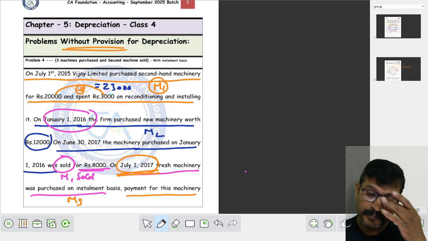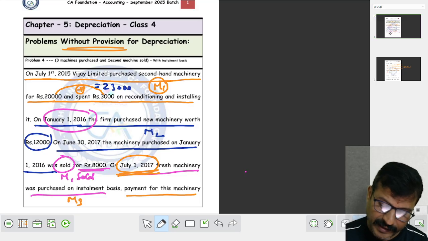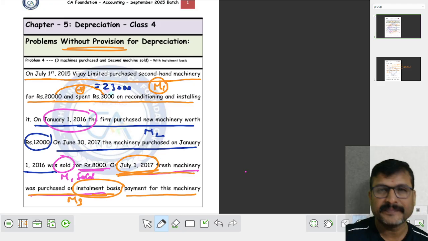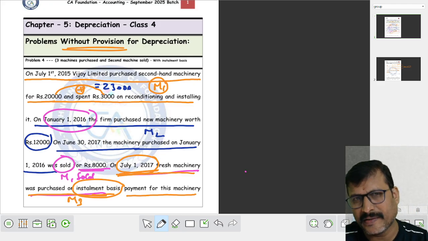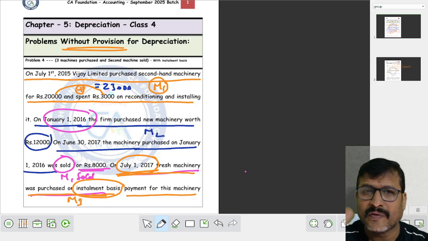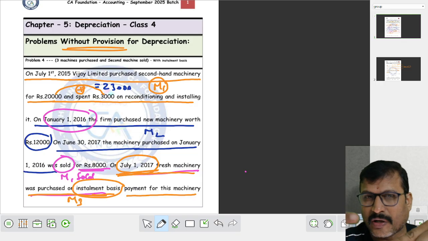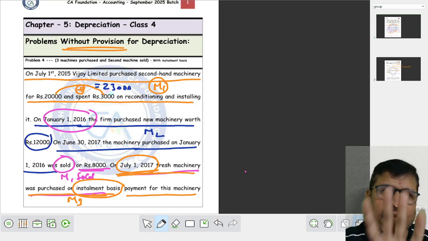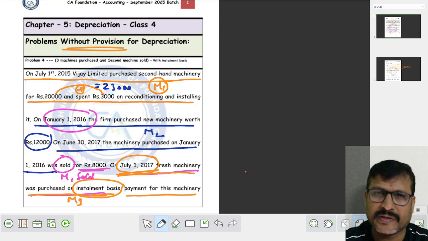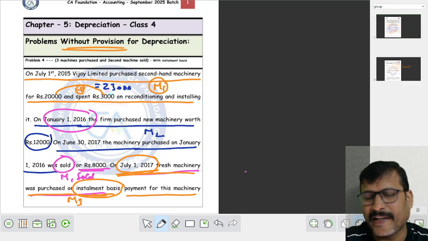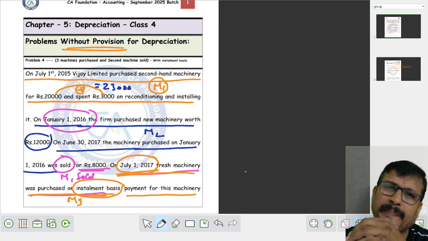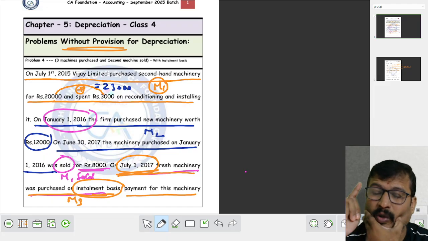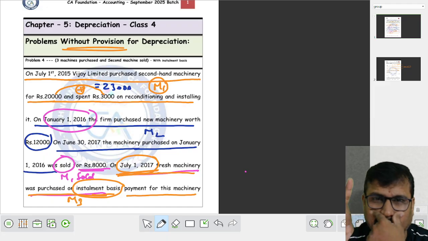I repeat my question. Please, my dear children, listen here. On July 17, fresh machinery was purchased on installment basis. How did you purchase? Installment. Whenever we purchase a bike or a car, we make the payment monthly as installment, right? In a monthly installment, for example, if you paid 40,000, in that 40,000, 12,000 is your interest. Then what is your principal repayment? Subtract 12,000 from 40,000, how much comes? 28,000. The 28,000, my dear children, is called principal repayment.